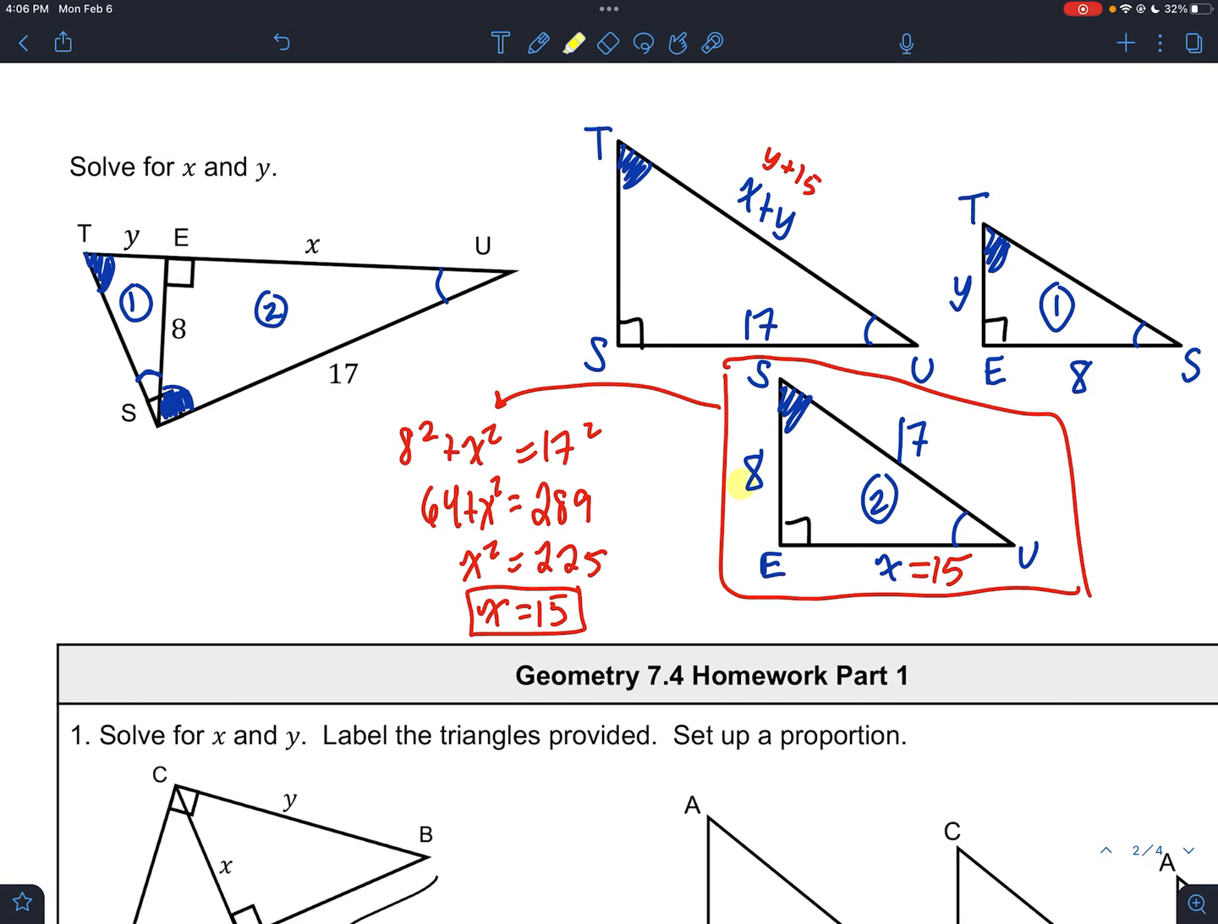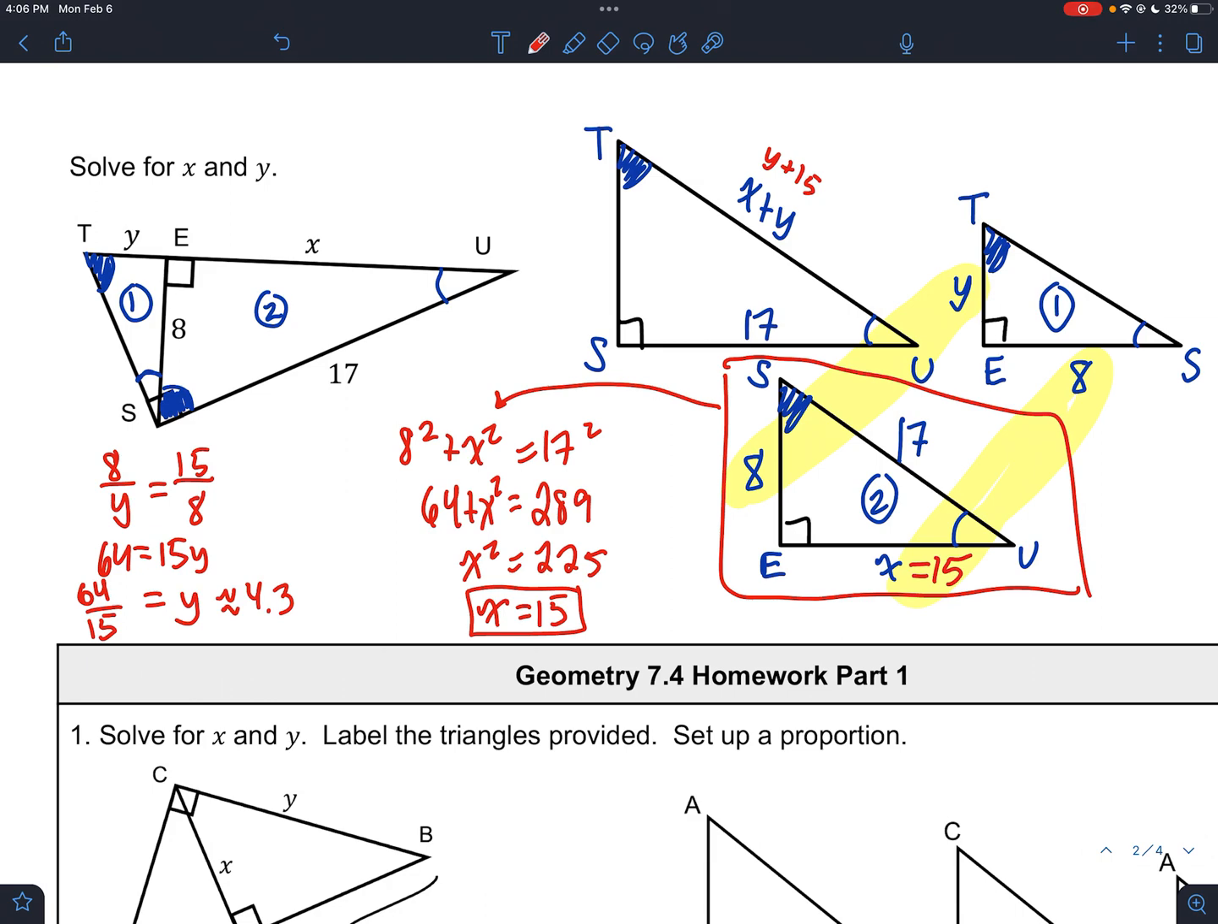Now we're going to look to maybe set up a ratio. So how about this short leg with this long leg? So you could set that up as 8 over y is 15 over 8. So cross multiply, and y ends up being that fraction, which is around 4.3.